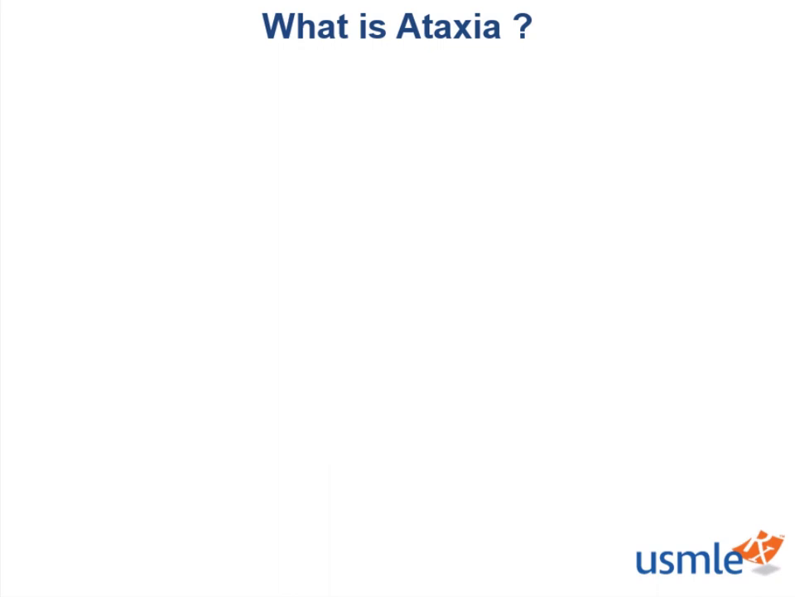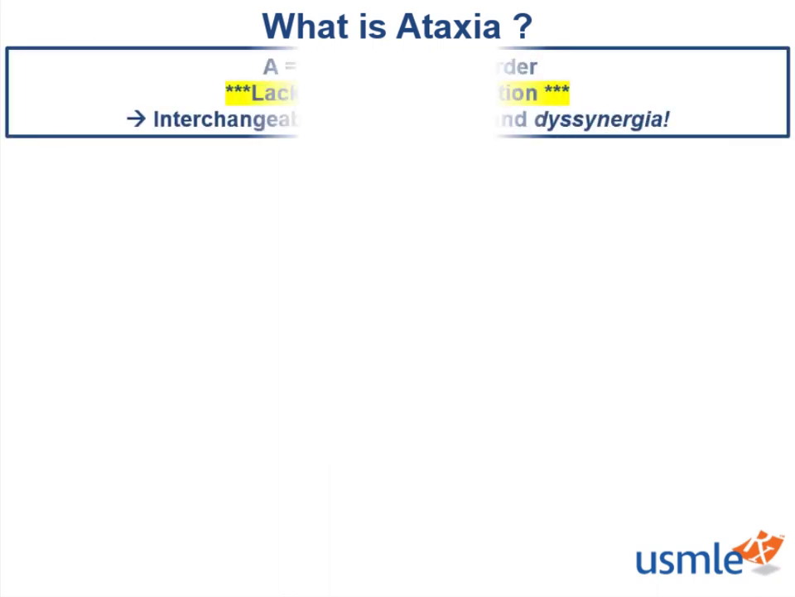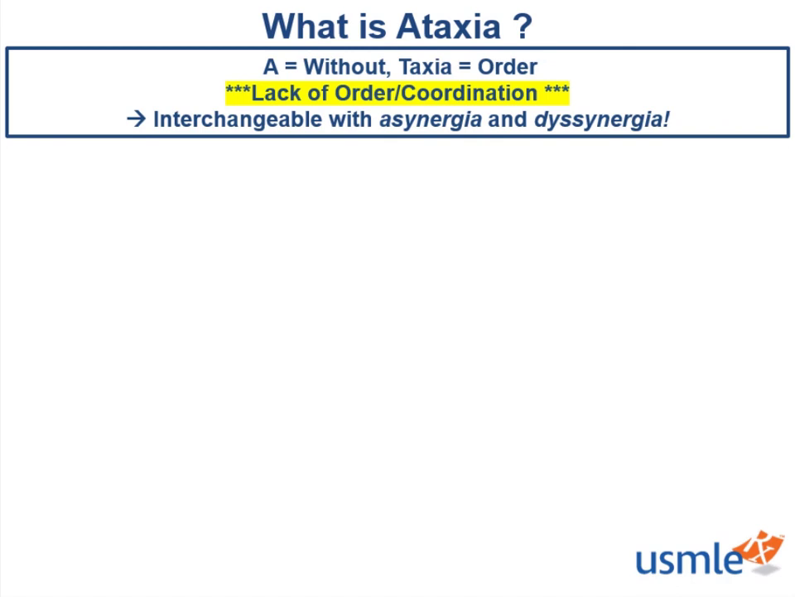Before we discuss neural pathways, let's define ataxia, which does not simply mean the loss of balance. It is a huge term. A means without and taxia means order, like taxonomy, same common root. So, ataxia means a lack of order or coordination and is interchangeable with terms such as asynergia and dyssynergia. These terms mean without or abnormal synergy or order or coordination.